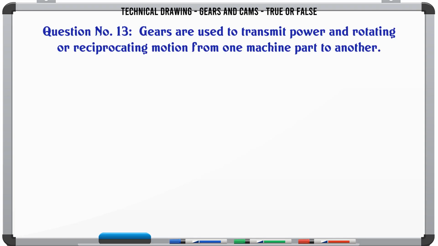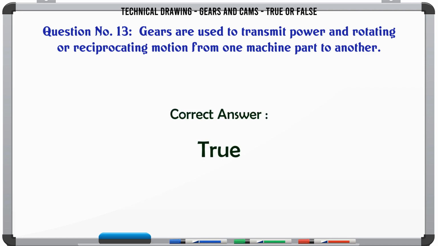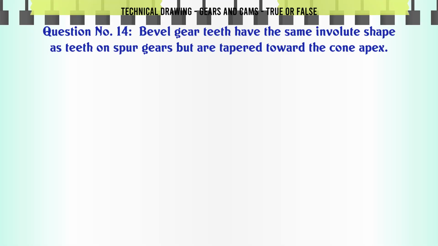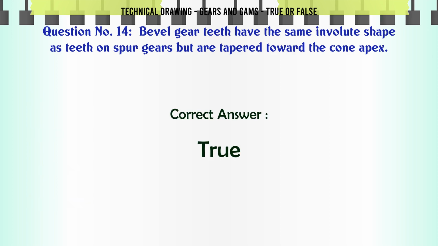Gears are used to transmit power and rotating or reciprocating motion from one machine part to another. A. True. B. False. The correct answer is true. Bevel gear teeth have the same involute shape as teeth on spur gears but are tapered toward the cone apex. A. True. B. False. The correct answer is true.